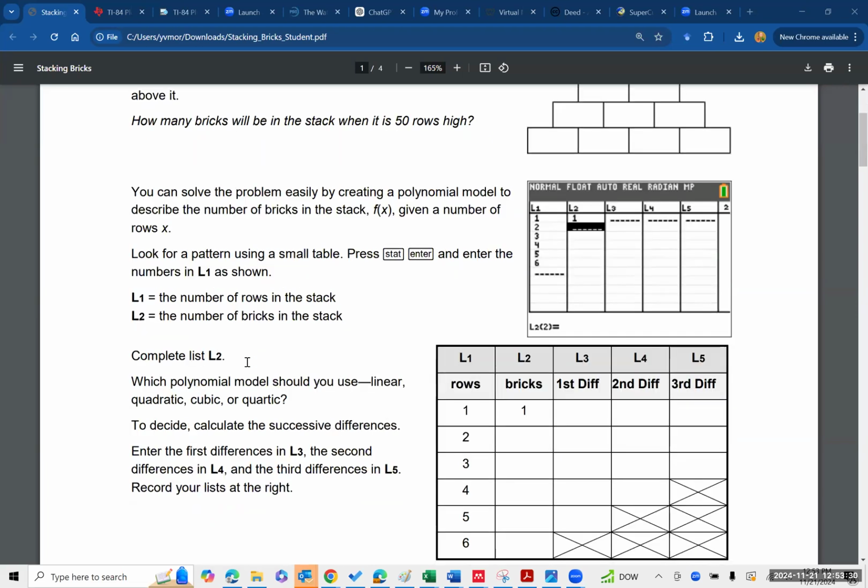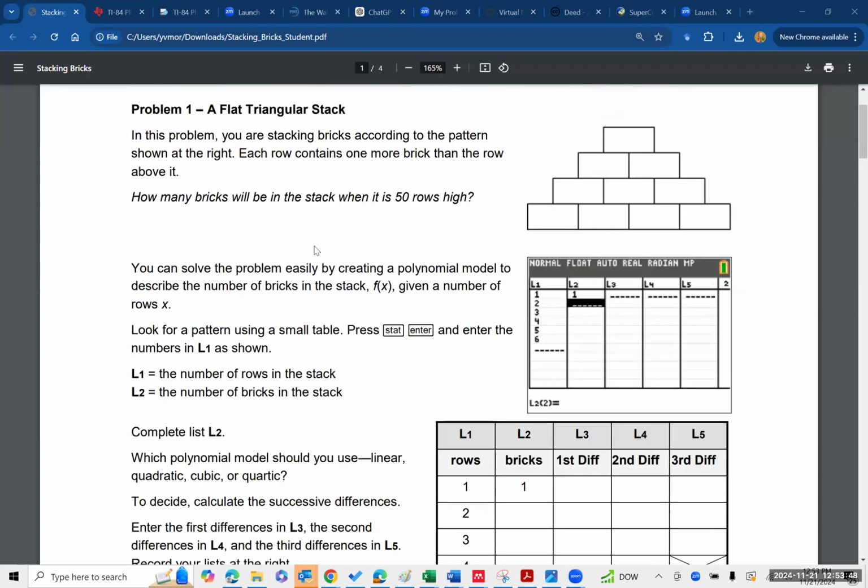It says, which polynomial model should you use, linear, quadratic, cubic, or quartic? To decide, calculate the successive differences. Enter the first differences in L3, second differences in L4, and third differences in L5. Okay, so this is what we're looking at, basically.